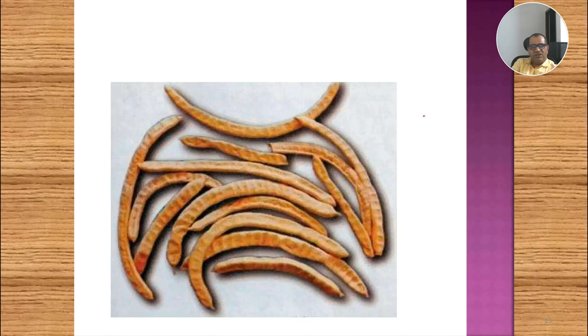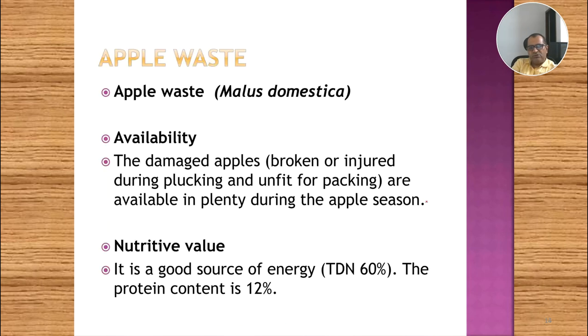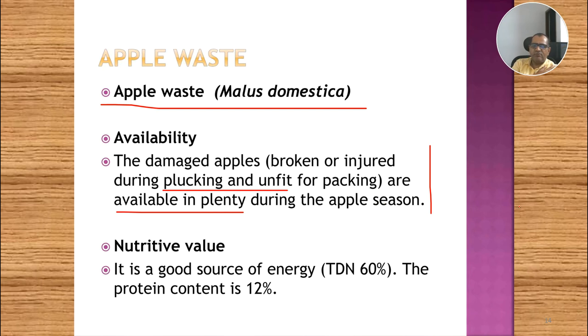Then these are all the pods, which are sometimes used. Then apple waste. Apple is called Malus domestica. The damaged apples, broken or injured during plucking and unfit for packing, etc., are available cheaply during the apple season. It is a very good source of energy, especially total digestible nutrients at 60%.